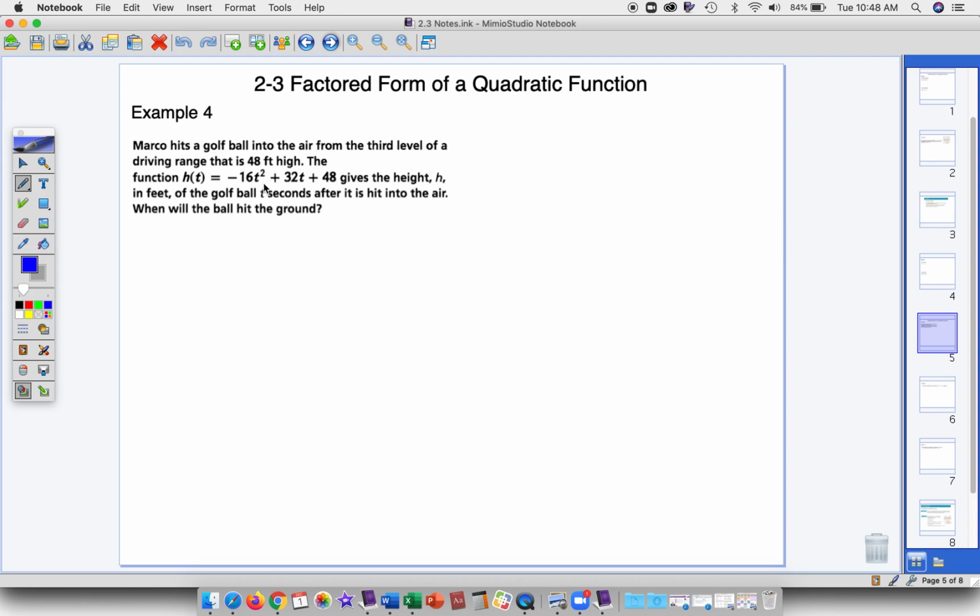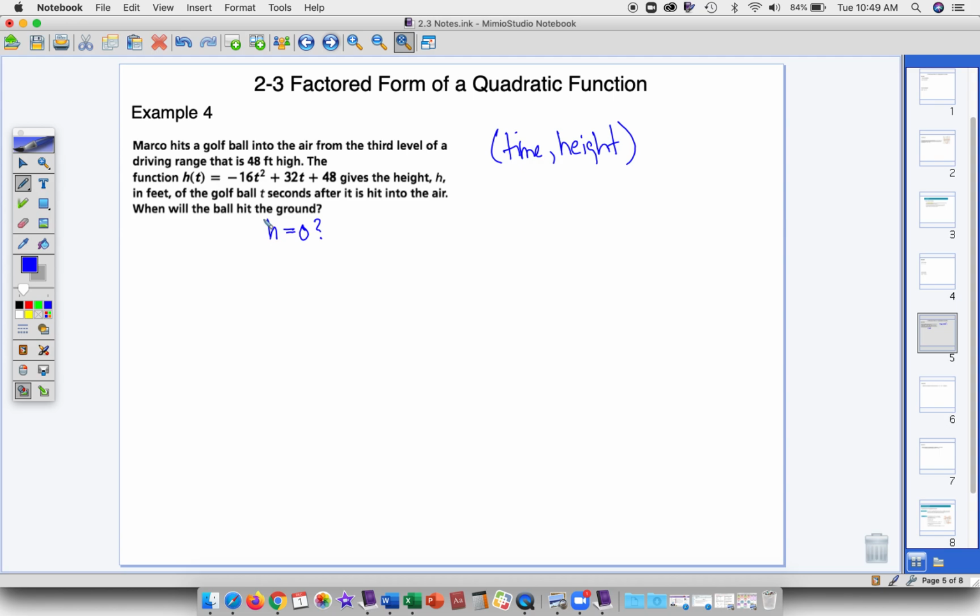So again, this function represents all of the different heights that the ball will reach over a certain amount of time, which is t, in seconds. So our coordinates, the x values represent time, which again is represented by the variable t, and the y values are all of the heights. So when we're asked when will the ball hit the ground, that's when does h of t equal 0. And remember, h of t represents y, which are all the different heights.